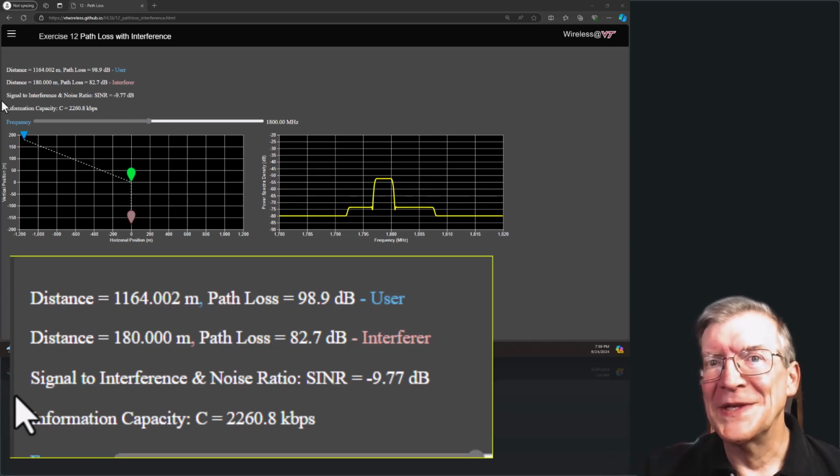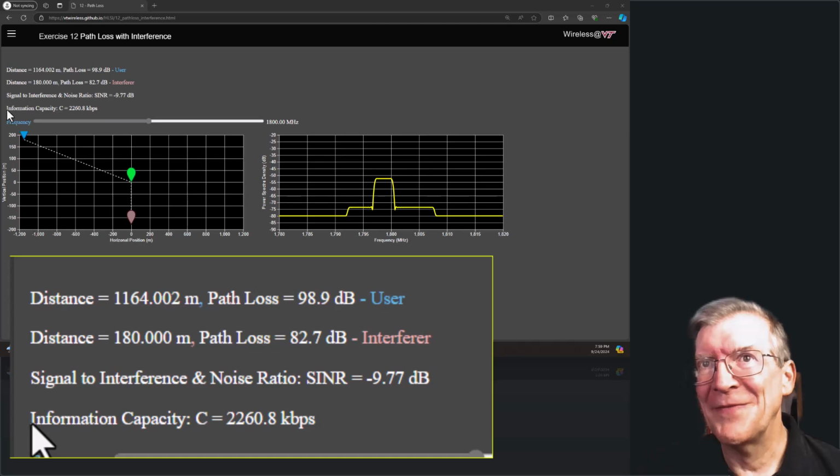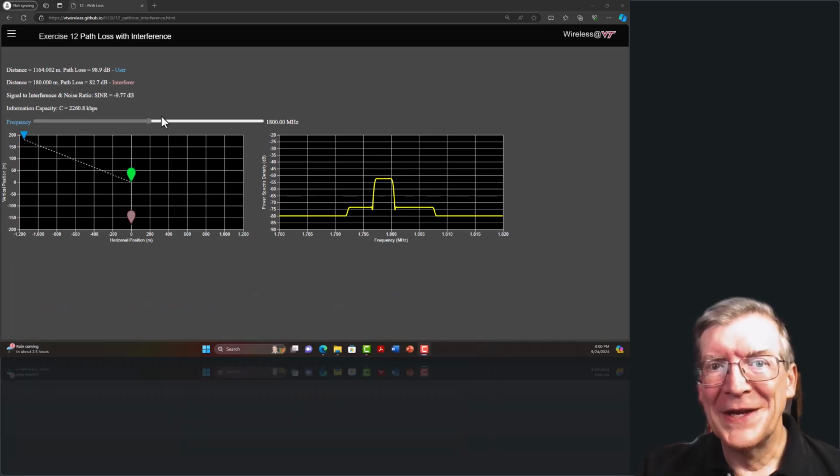Below that is a display of the signal to interference plus noise ratio, or SINR, measured in dB. And calculated based on that, and assuming that the interference can be approximated as noise, we have the information capacity, in this case in kilobits per second, as calculated using the Shannon-Hartley equation for information capacity of an AWGN channel. The only control, other than the ability to click and drag receiver and transmitter locations, controls the frequency of the user or desired transmitter signal.